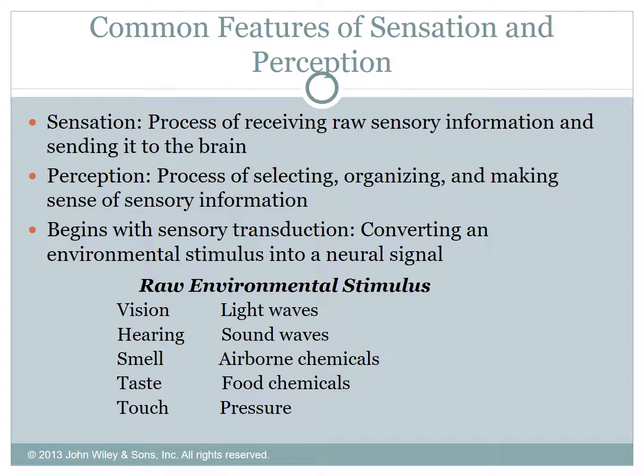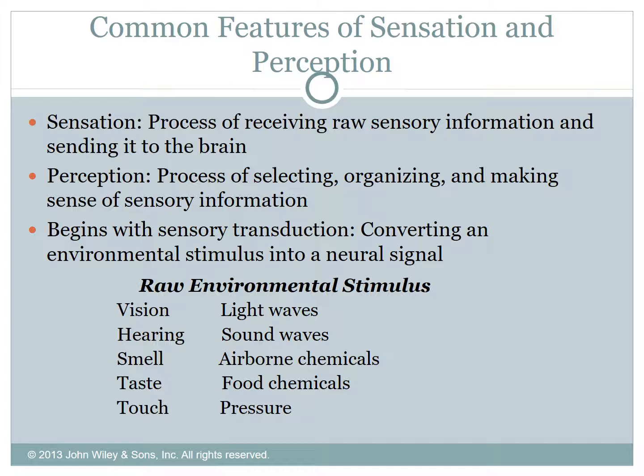Now, in the everyday sort of way of looking at things, in layman's terms, sensation and perception are used more or less interchangeably. Within a scientific context, within a psychological context, we can't do that. Sensation we define as the process of receiving raw sensory information and sending it to the brain. Sensation occurs outside of your brain. Sensation occurs only within the peripheral nervous system.